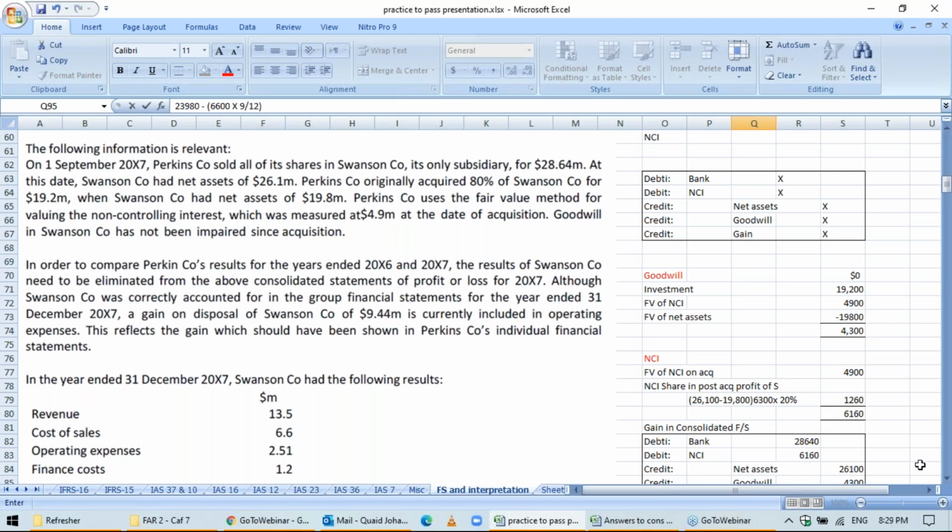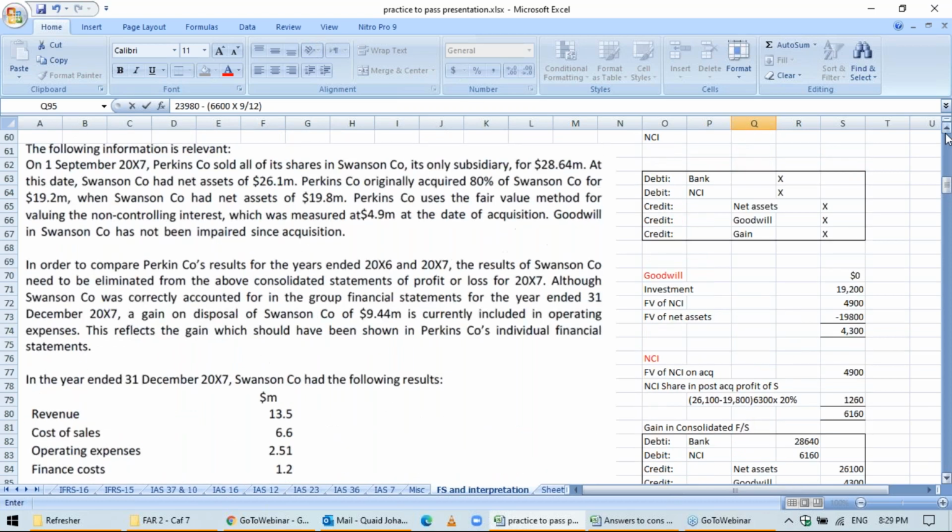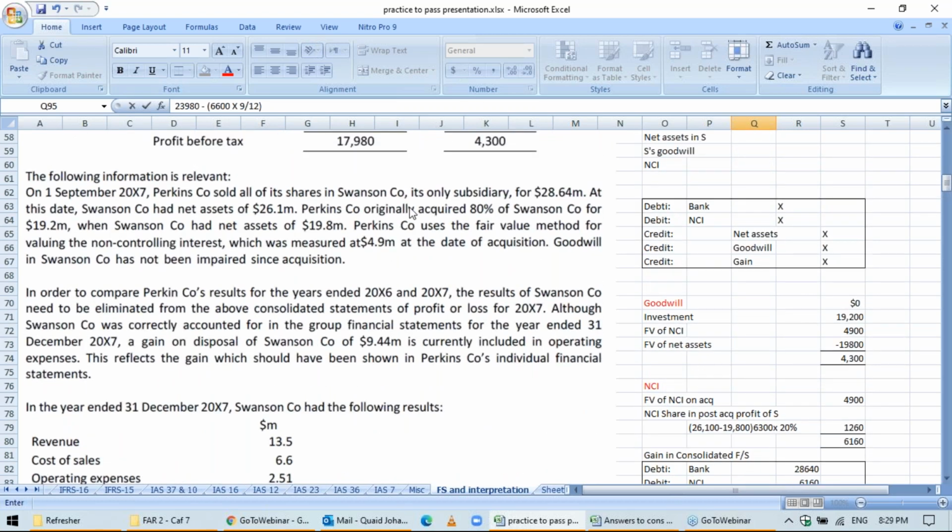It's 1st September, so it's 8 upon 12. Please note the date. It's 1st of September. The date of sale is 1st September. So the subsidiary company would have been consolidated for 8 months. So it's going to be 8 upon 12.